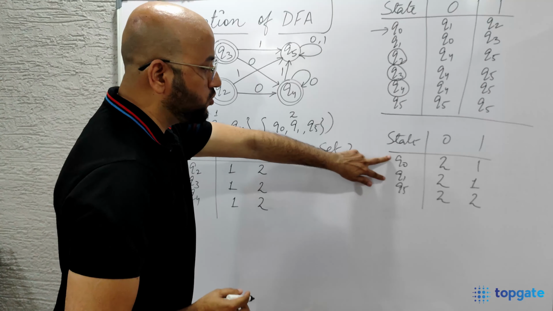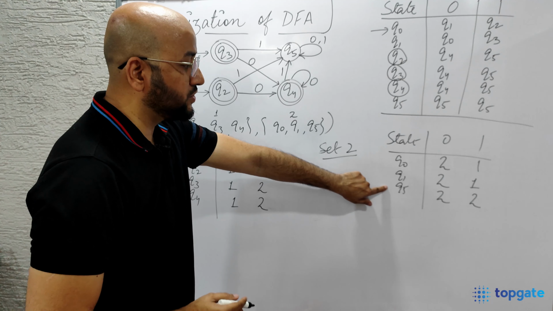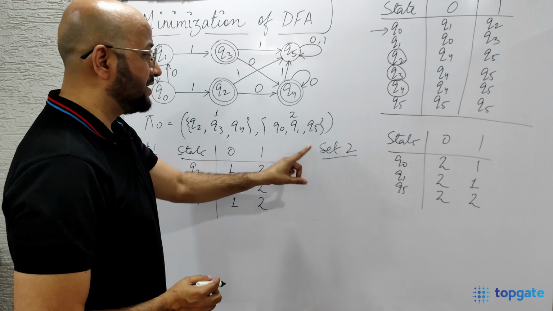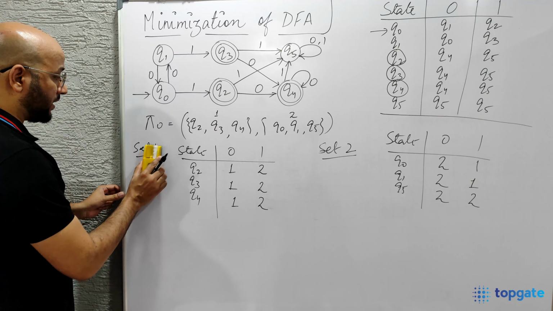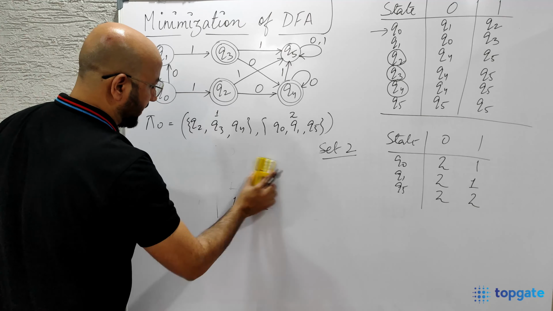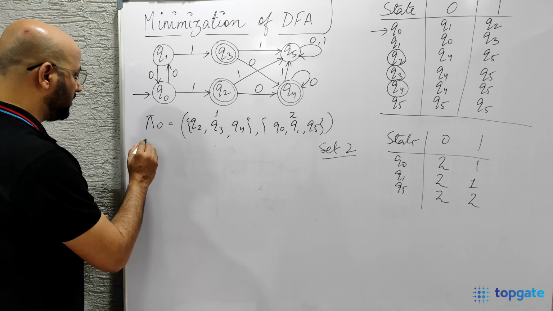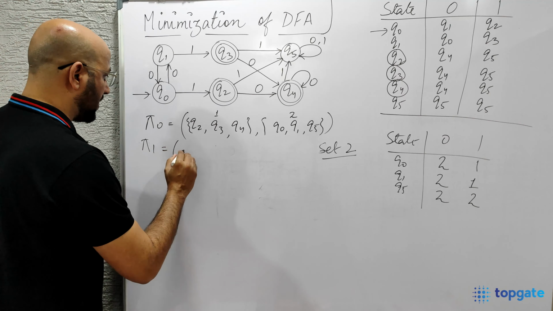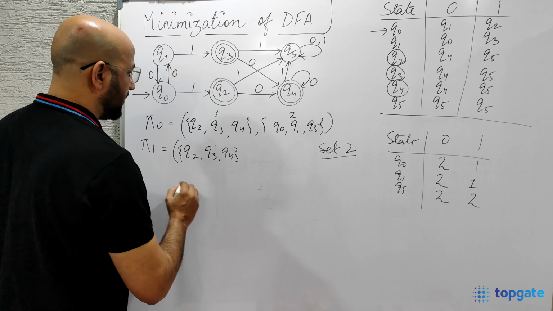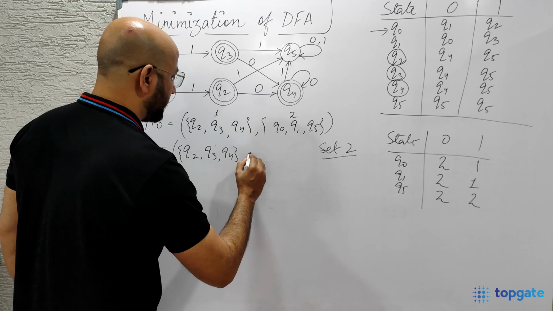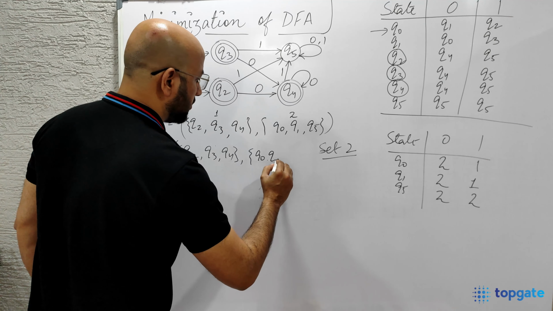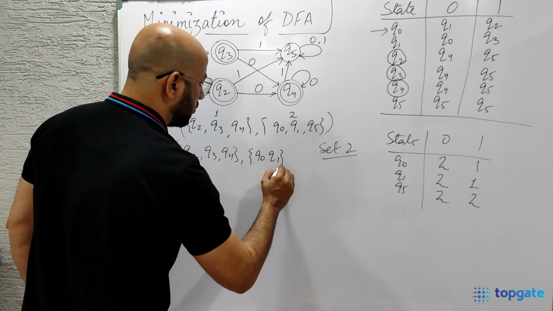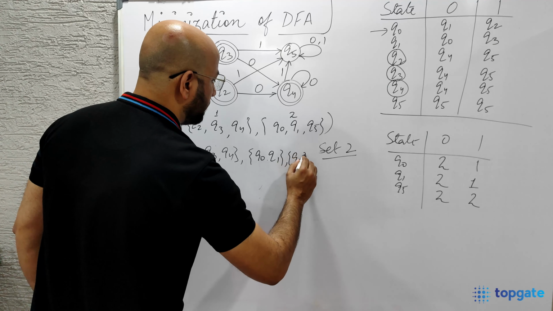So you can see in this one that Q0 and Q1 are both similar. Q5 is not like Q0 and Q1. Therefore, this set number 2 has to be divided. So I got one more pi, that is one equivalence. Let me mention my next equivalence, that is pi 1. In pi 1, I have Q2, Q3, Q4, which remains as it is. And then this set number 2 is further divided: I have the combination of Q0 and Q1, and then Q5.